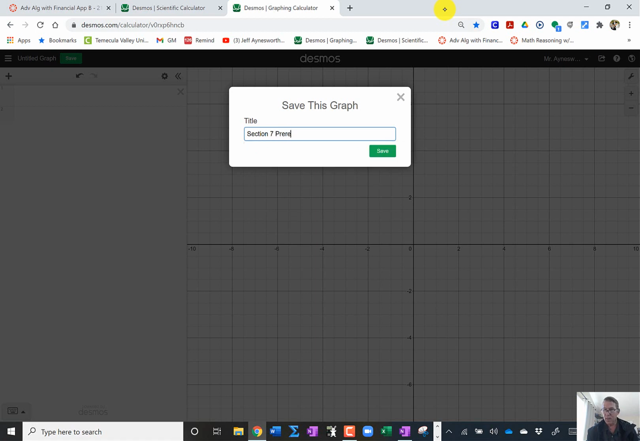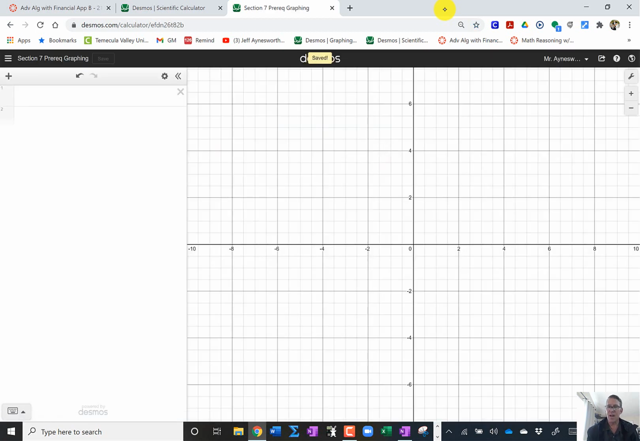Prerequisites, graphing. So you save it. Now it has a title, so now you can save all your work. And if I ever ask you to submit your Desmos work, which I will, then you have a record of it right here. You can print this. Everything you generate you can print, which is kind of nice.